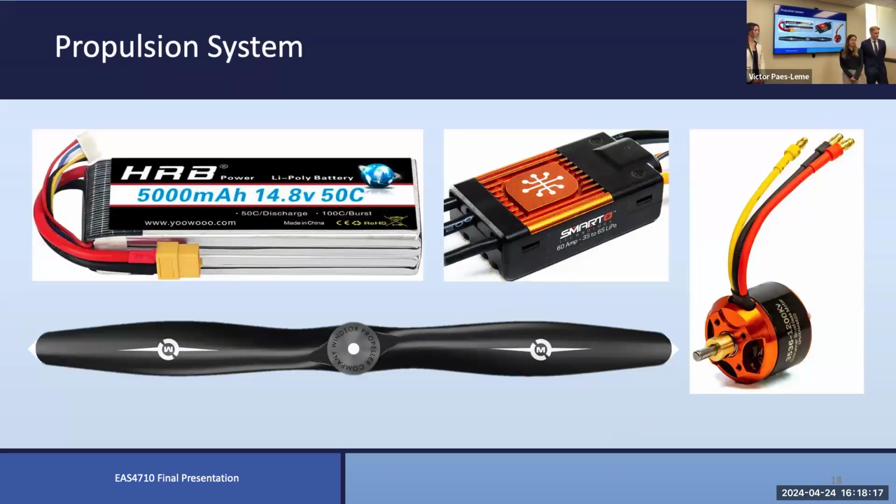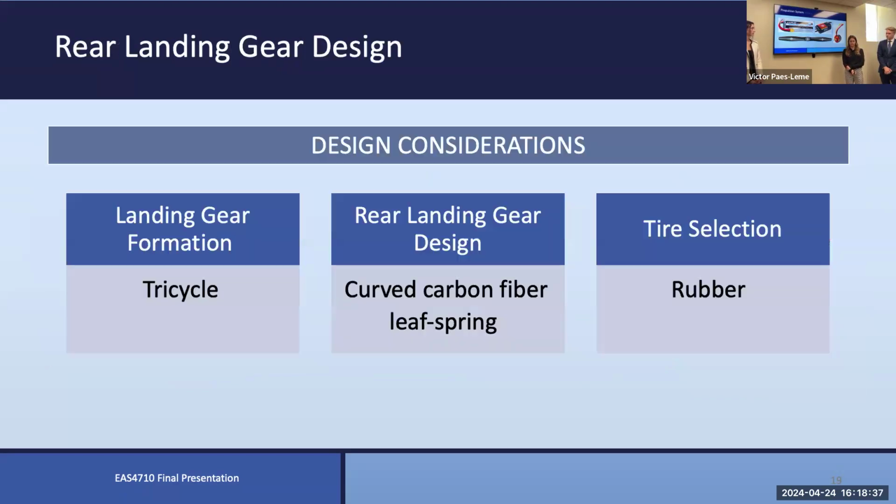Our propulsion system hasn't changed since our midterm evaluation, if you were here for that. So we have a battery, a motor, a propeller, and an electronic speed controller. Our battery was chosen to have sufficient flight time for a drone plane, and this proved well. For our 5.5-minute flight, we used about 60% of the battery.